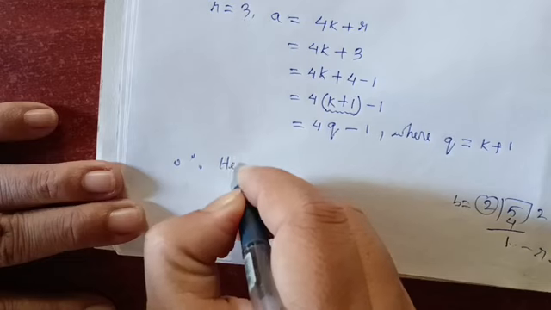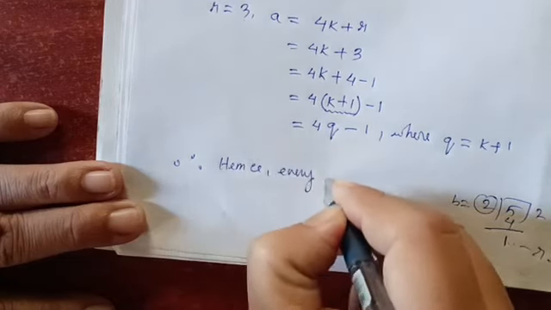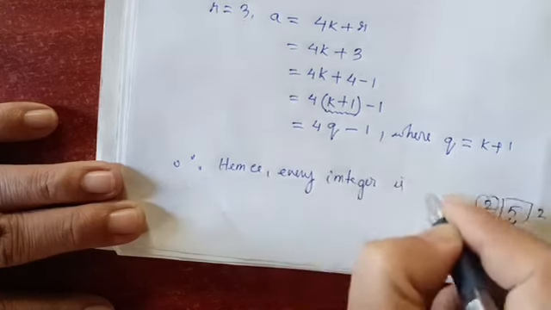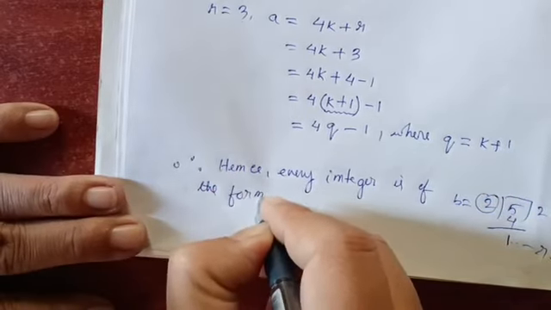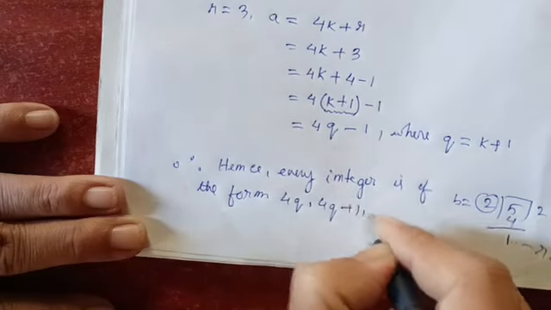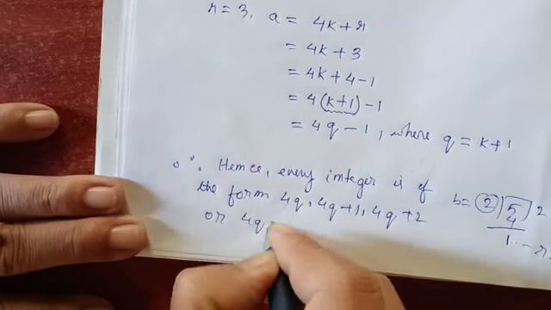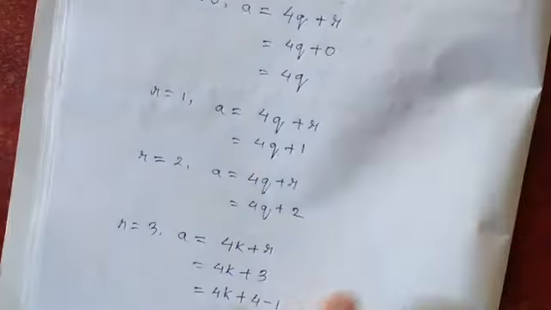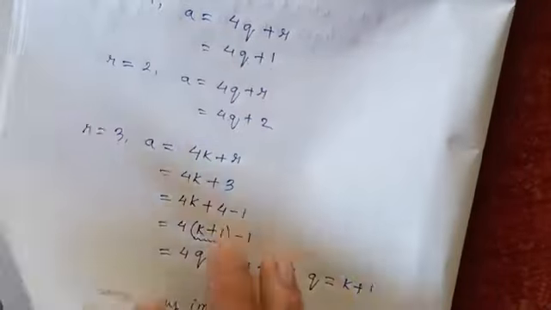We are just copying from the question. Hence every integer is of the form 4q, 4q plus 1, 4q plus 2, or 4q minus 1. Sorry, it is still very easy. You will understand more.